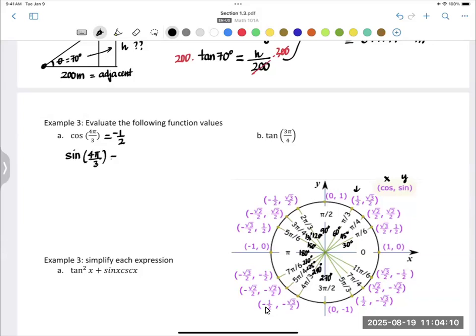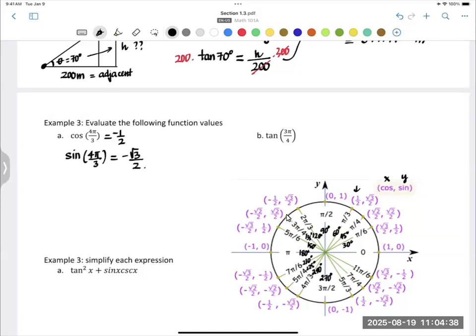Sine of 4 pi over 3, if you look for 4 pi over 3 right here as well, sine is the y value, so it's going to be negative root 3 over 2. Okay, so that's how you read the unit circle. Now for tangent of 3 pi over 4. Where's the angle 3 pi over 4? It's right here, in the second quadrant.